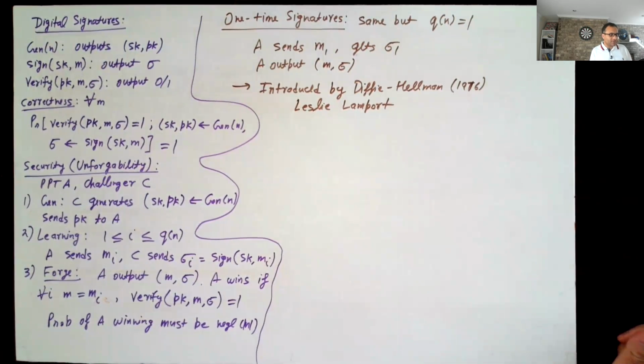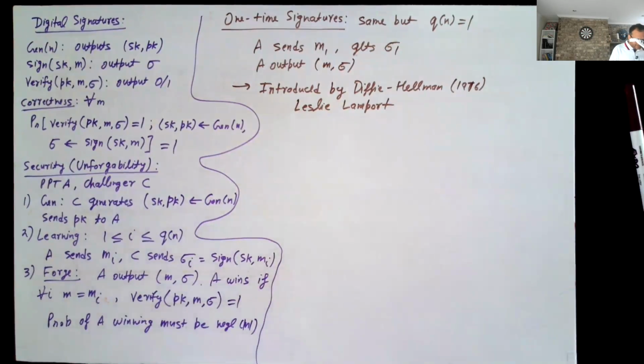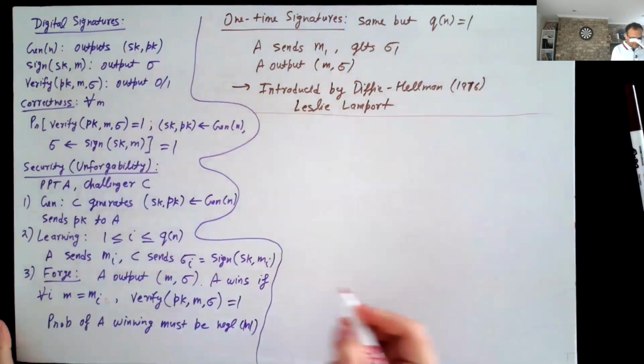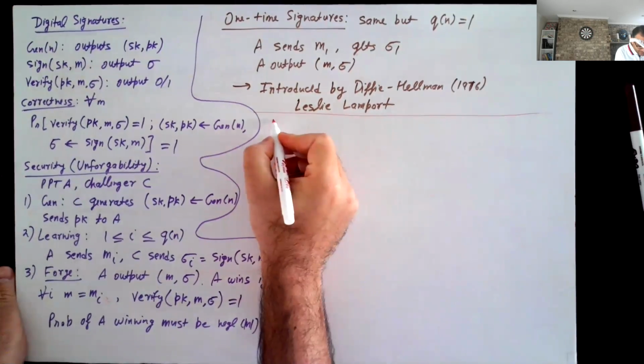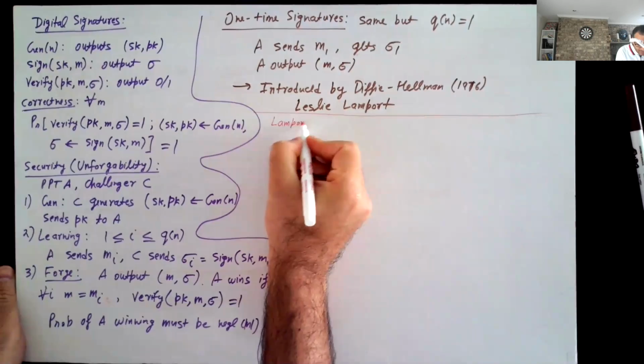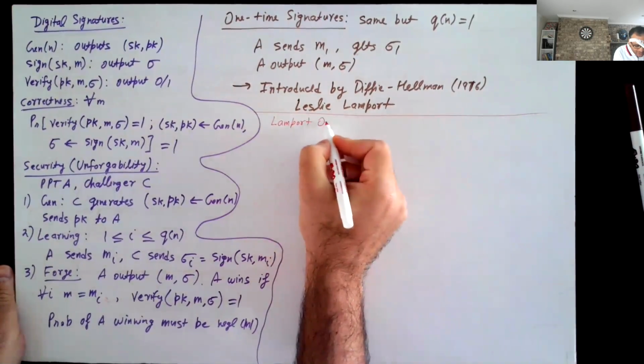And the solution appears in the paper of Diffie and Hellman, but in the acknowledgement section, they do credit Lamport for suggesting this solution. And Diffie and Hellman, of course, they got the Turing Award later on for their paper. Leslie Lamport also got the Turing Award, but for completely different things, for a body of research in distributed computing. Okay, so let's look at the Lamport signature scheme. Lamport one-time signature scheme.